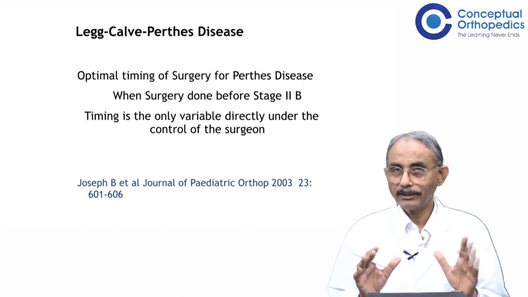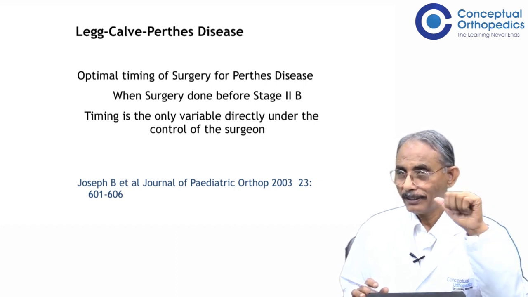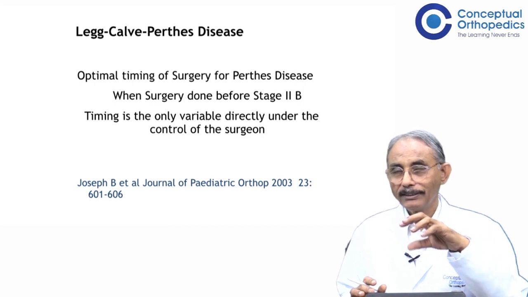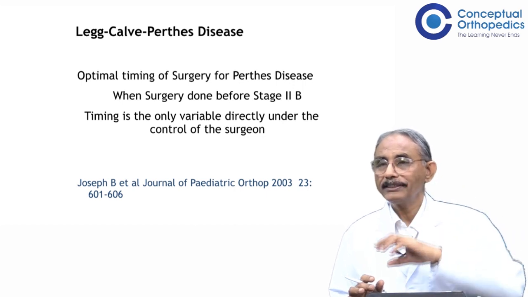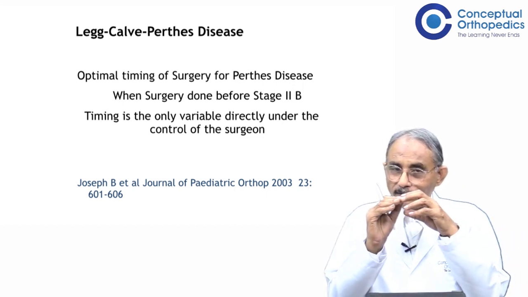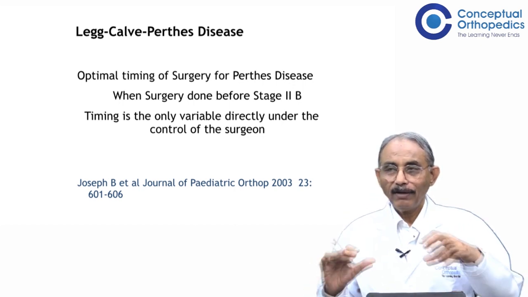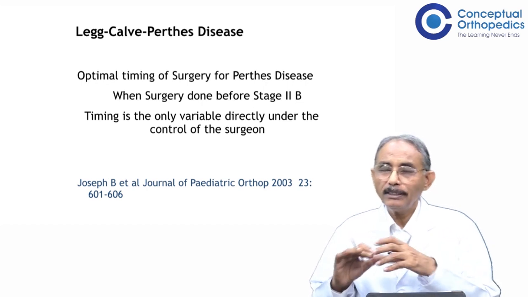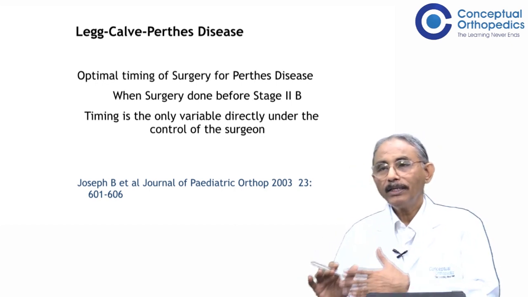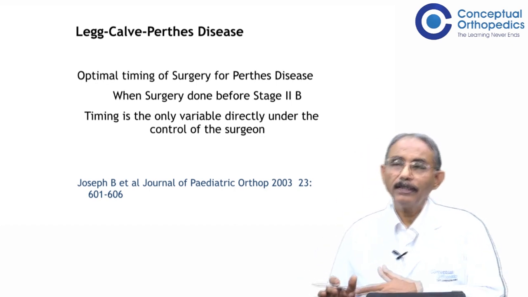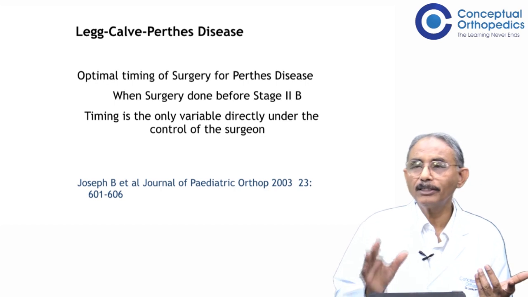Now just visualize this. If you remember the staging that we had, stage of avascularity, and then stage of fragmentation. Stage 2 was the stage of fragmentation, and that is the time when maximum deformation happens. So if you have stage 2B, then there is further fragmentation of the femoral head. Once you reach beyond stage 2B, the head is very collapsed and there is likelihood of hinge abduction. And once hinge abduction is there, a surgical intervention of the varus derotation type will not work.